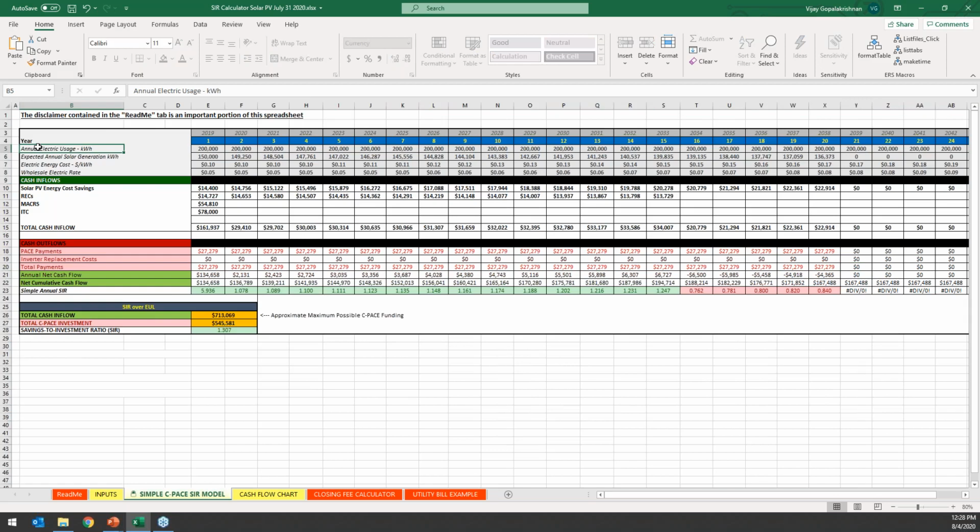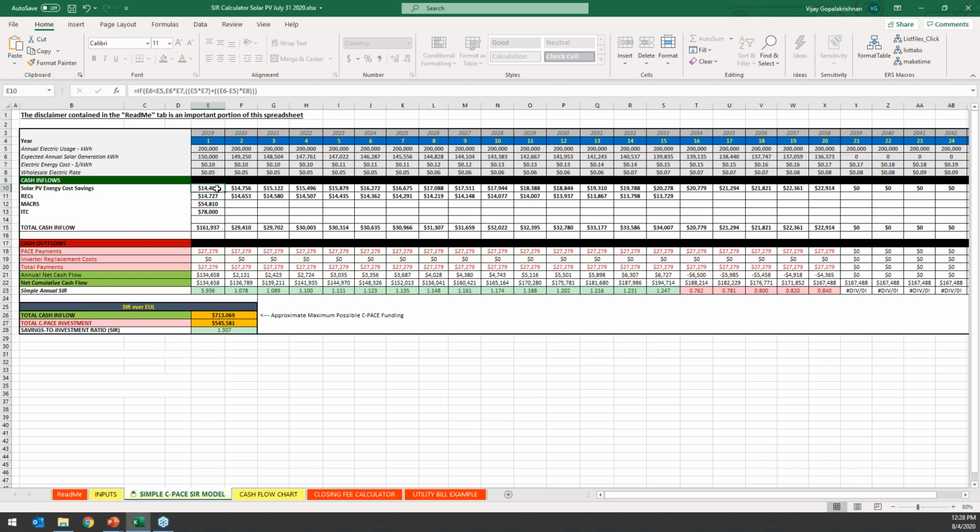So first, you have the annual electric usage in kilowatt hours. That's 200,000 as we saw in the inputs. The expected generation is 150,000 and degrades every year by 0.5%. The electric cost is 9.6 cents a kilowatt hour, escalates at 2.99% every year. And then the wholesale cost is 4.5 cents a kilowatt hour and escalates every year. In this project, because the annual electric usage exceeds the generation, the wholesale rate does not come into play here.